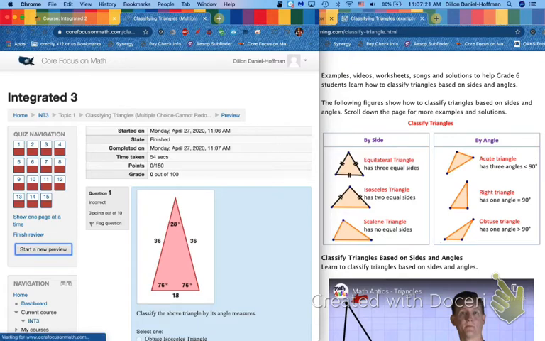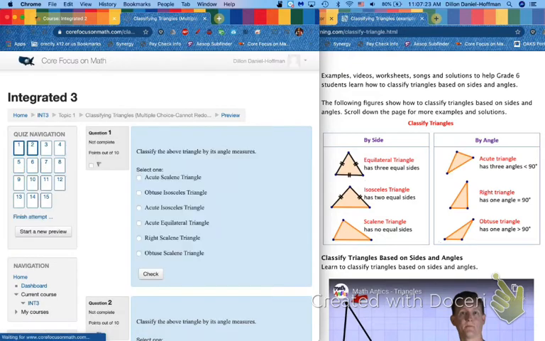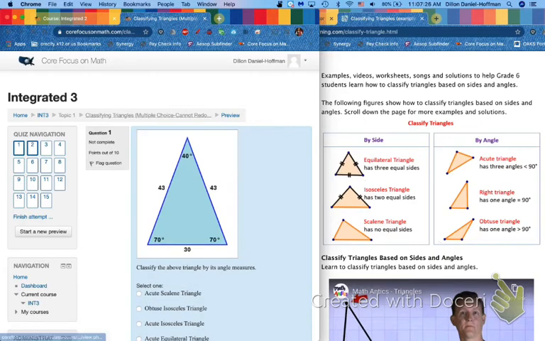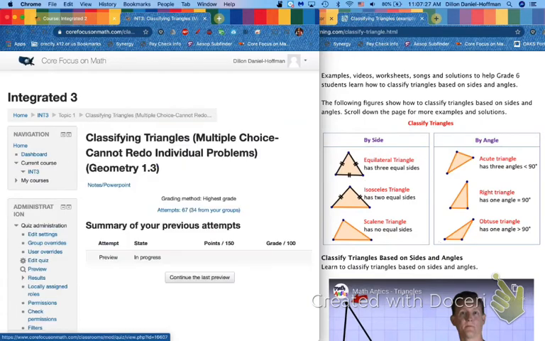You go back to your assignment, and it says reattempt, and you're back. And you might have to go back to the classifying triangles page and then hit reattempt here. Either way, you hit reattempt, and then you're back on number 1. And now we can look at this for real.